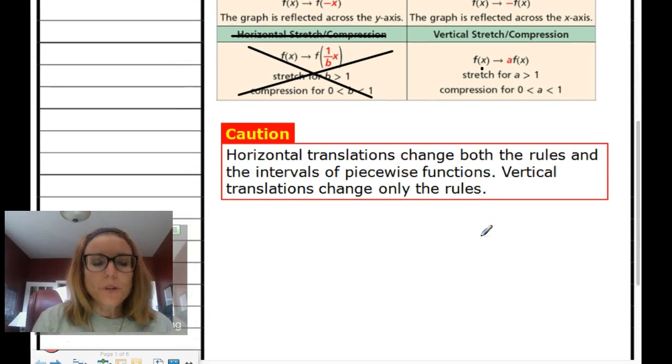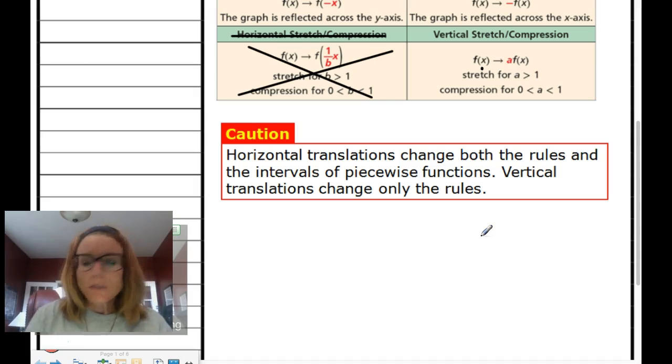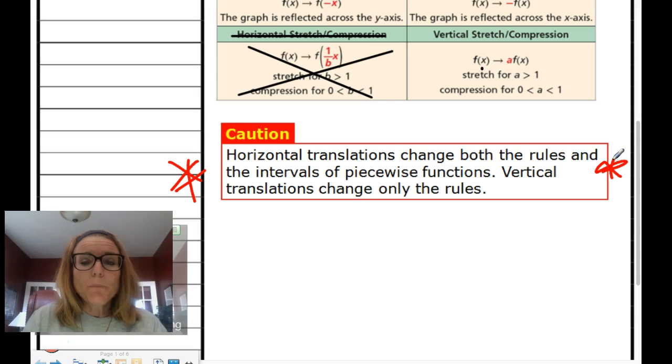Horizontal, now this is important though. Horizontal translations. Let's try that again. Horizontal translations, this is what it says: they change both the rules and the intervals of piecewise functions. Vertical translations change only the rules, and I will go over that.